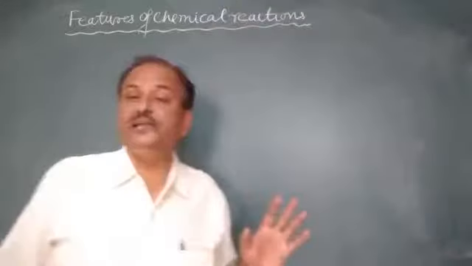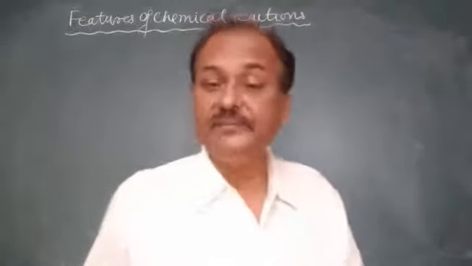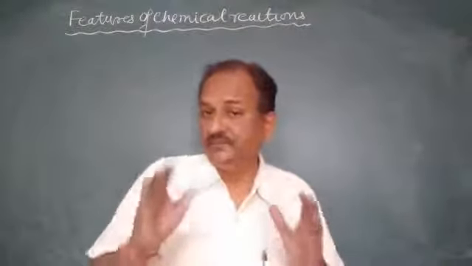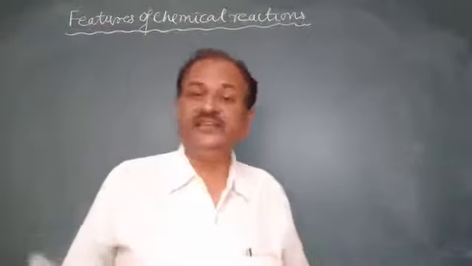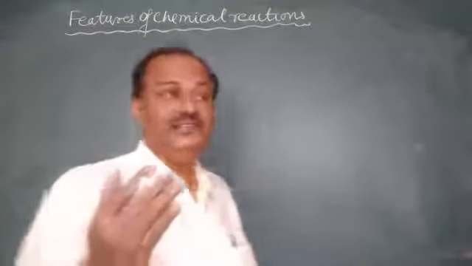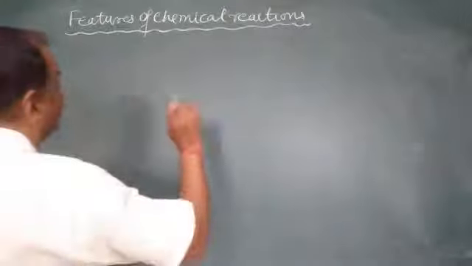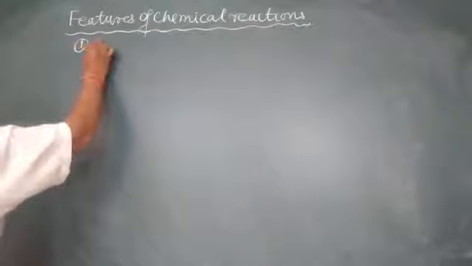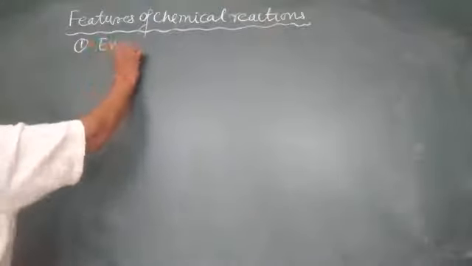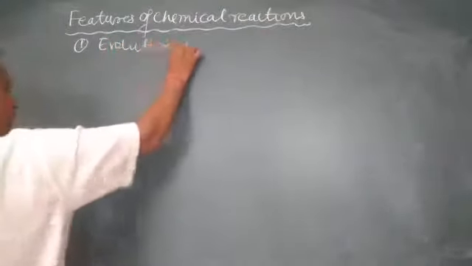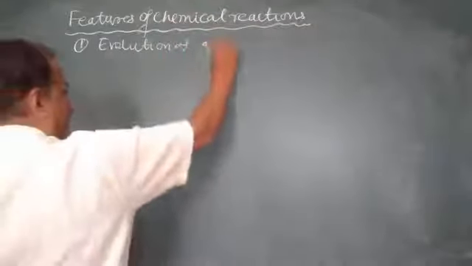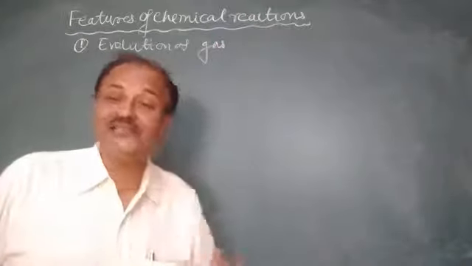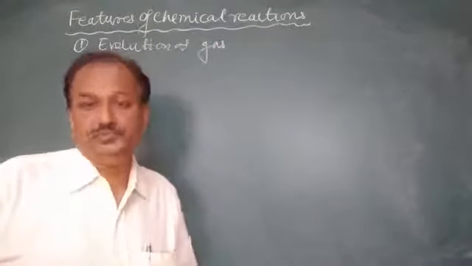Now I am going to explain a very important part of the chemical reaction. So children, keep different points in your mind about the chemical reaction. Chemical reactions generally have some properties or features, and the first is evolution of gas. In most chemical reactions, some gases are likely to be produced.